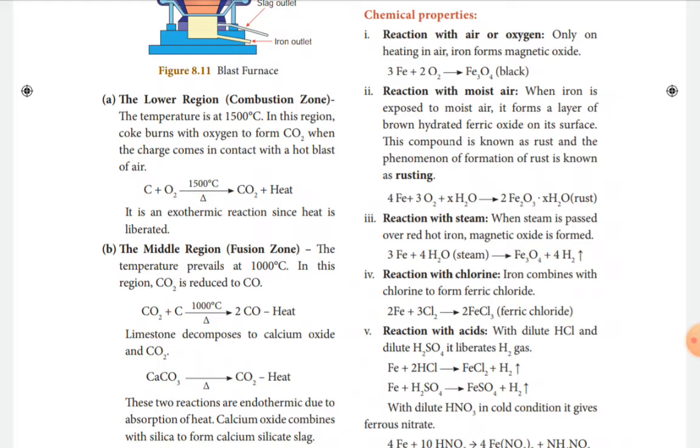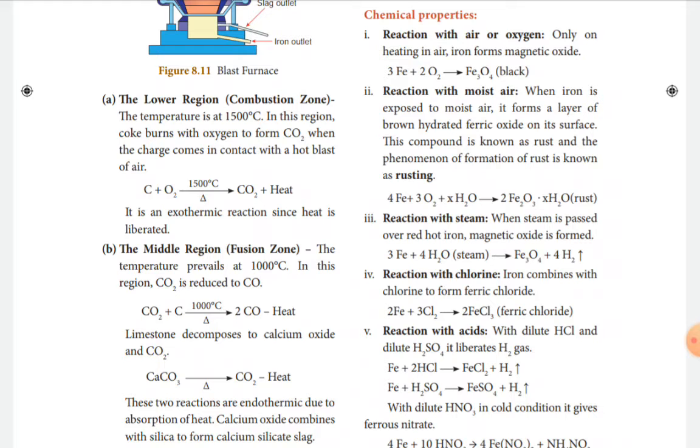So xH2O gives 2Fe2O3.xH2O. The reaction depends upon the presence of moisture and contact with oxygen and carbon dioxide. Sometimes when moisture is more, the reaction will be faster. When moisture is minimal, the reaction is slower. That's why it is given as x.